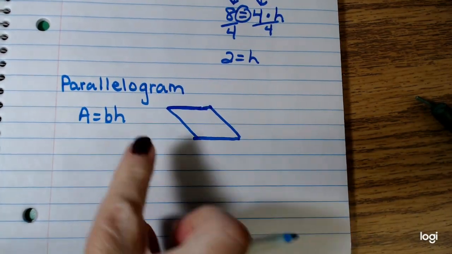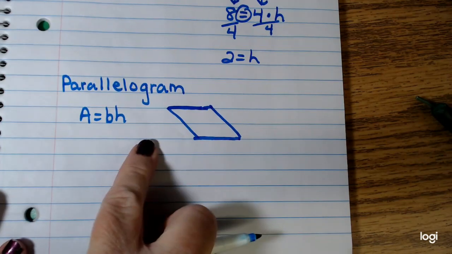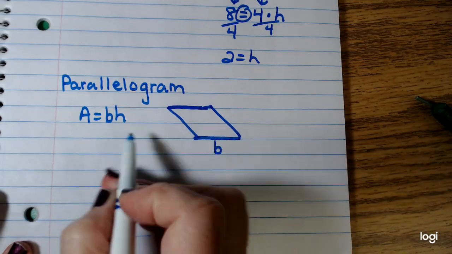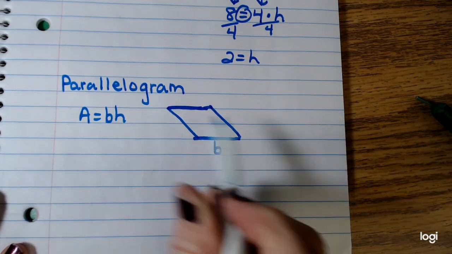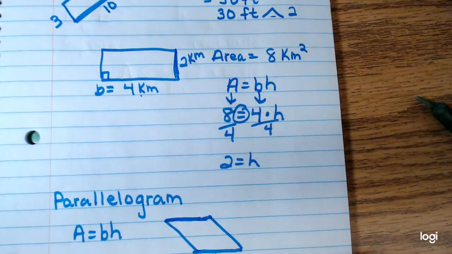Now what's funny is, in order to find the area of a parallelogram, I have to do exactly the same thing, base times height. Well, the base is right here. But the rule about the height is I have to have a right angle. Let's look up here.